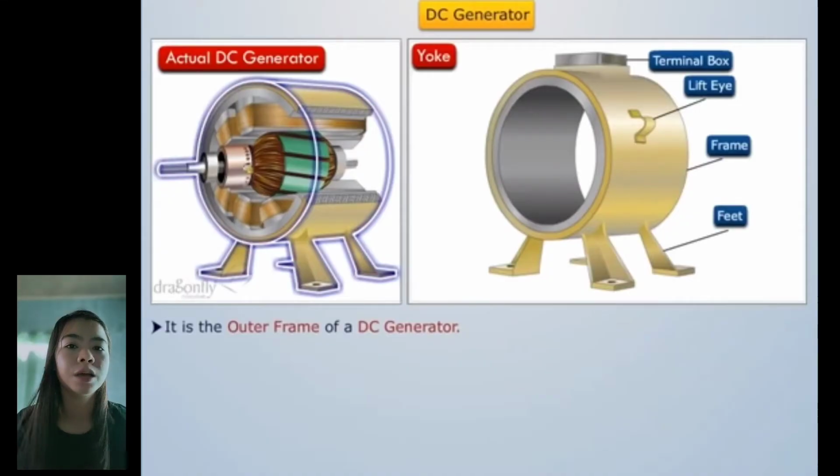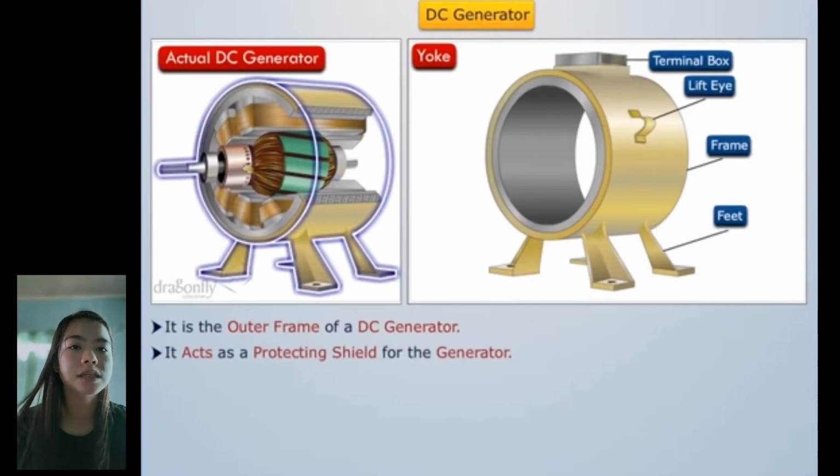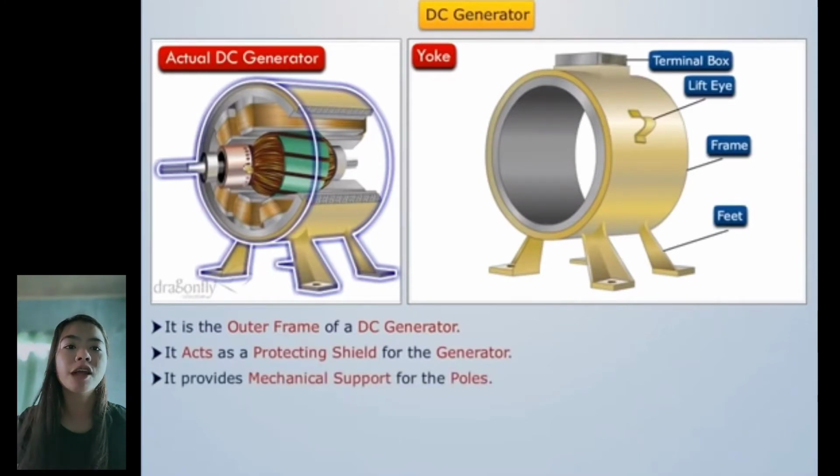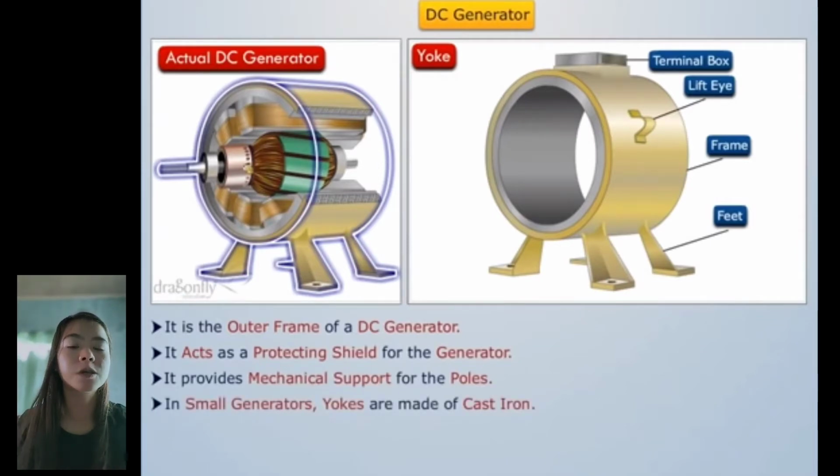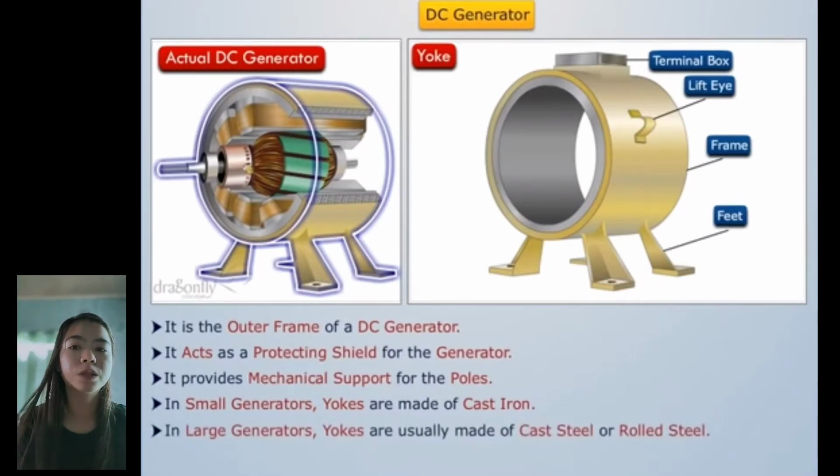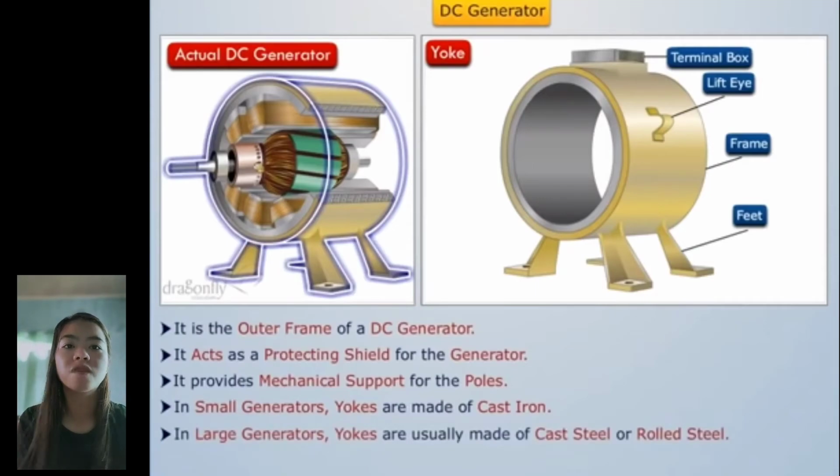Let's start with the yoke. It is the outer frame of a DC generator at ito ay mayroon dalawang purpose. It acts as a cover or protecting shield for a generator. Also, it provides mechanical support for the poles. In small generators, yokes are made up of cast iron. Cast iron is cheaper in cost but heavier than steel. But in large generators, where weight of a machine is concerned, lighter cast steel or rolled steel is preferable for constructing the yoke of a DC generator.